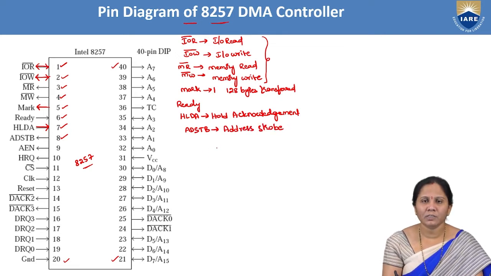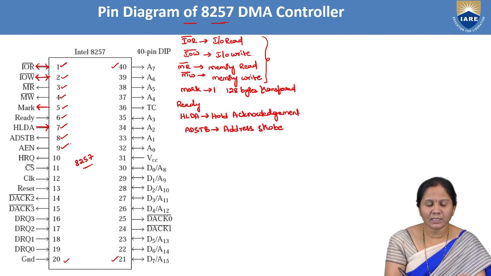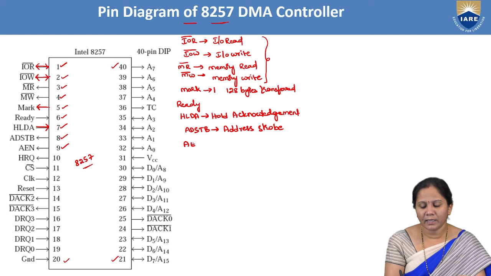Okay. So these signals are used to identify, or demultiplex, the address lines, and it is only used to send the address. So this address strobe has a dual function because this 8257 is operating in master mode and slave mode. In the master mode, it will act as one function. In the slave mode, it will have another function.